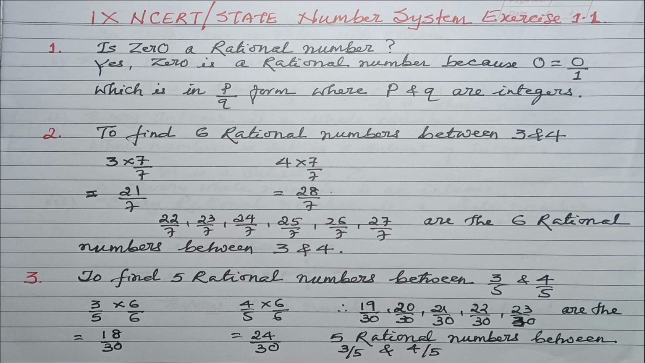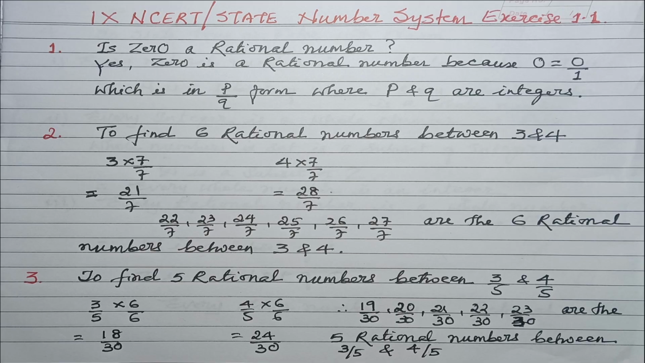Now, let us begin with exercise 1.1, and the first question in that is: is 0 a rational number? Yes, 0 is a rational number because 0 can be expressed in p by q form, that is 0 by 1, and therefore 0 is 100% a rational number.